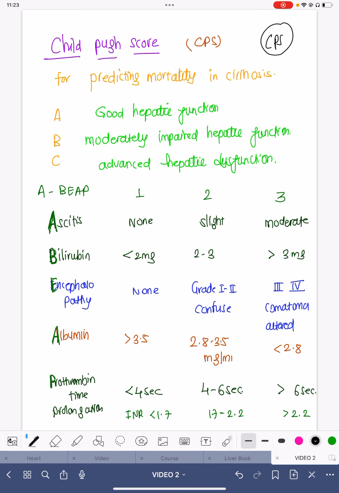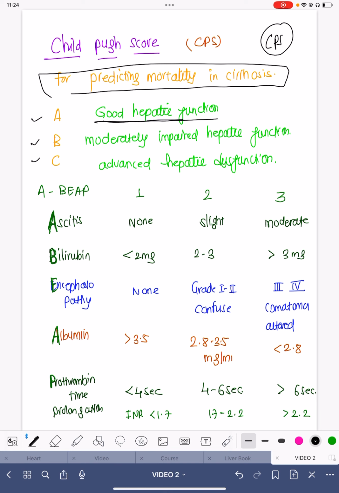Now it was basically designed for predicting mortality in cirrhotic patients, and it has been divided into category A, category B, and category C. Category A tells us that the patient still has good hepatic function. Despite cirrhosis, the patient still has a good hepatic function, and the outlook of the patient is usually better.